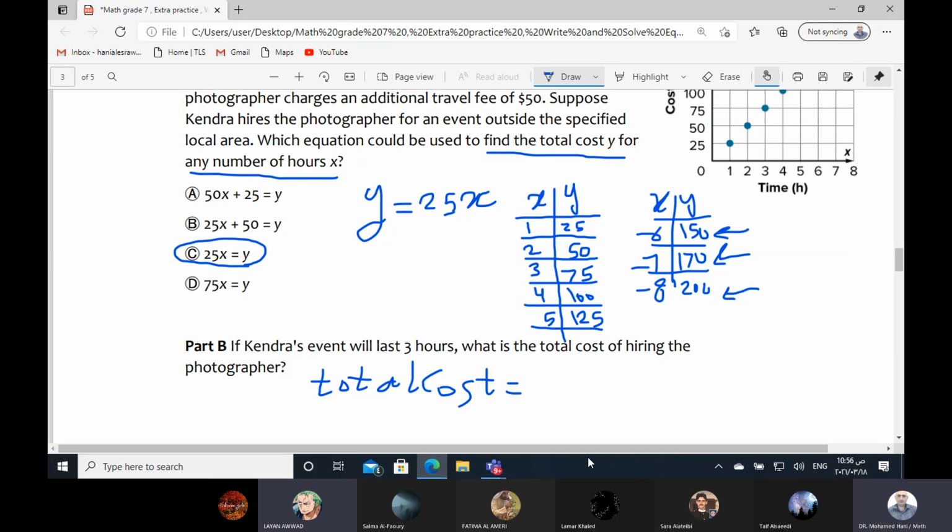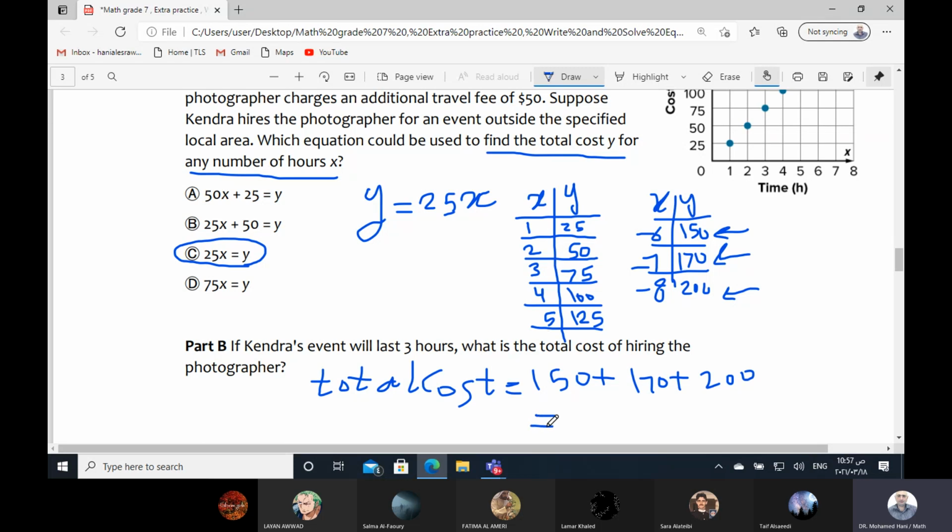No. 6 and 25. If the cost here is 150 and the cost here is 175 and the cost here is 200, what is the total cost? How to know? We can find the sum. 150 plus 175 plus 200.